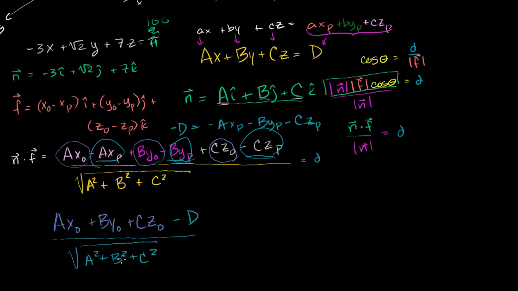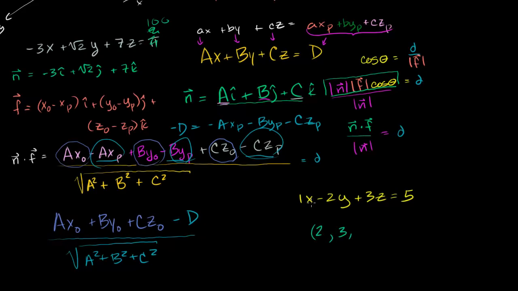And this is a pretty intuitive formula, because all we're doing is evaluating it. Let me give you an example. Let's say I have the plane 1x minus 2y plus 3z is equal to 5. So that's some plane. And let me pick some point that's not on the plane. So let's say I have the point, I don't know, 2, 2, 3.